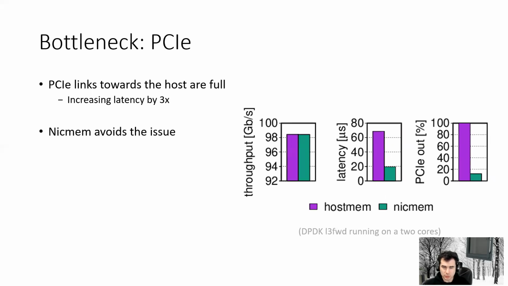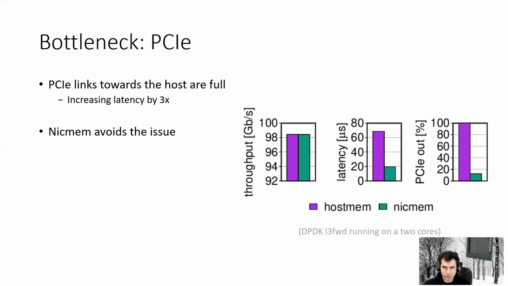Now, to observe a PCIe bottleneck, we again run DPDK layer 3 forwarding, but we use 2 cores instead of 1, which allows us to use 2 queues and therefore avoid the NIC bottleneck. So when running with 2 cores, we see that both Nicmem and hostmem achieve line rate throughput. However, the latency of hostmem is about 3 times higher than the latency of Nicmem. When we look deeper into this, we find that the PCIe traffic towards the host is at 100%, which stalls packet processing and increases latency.